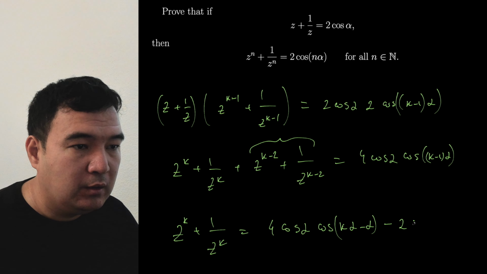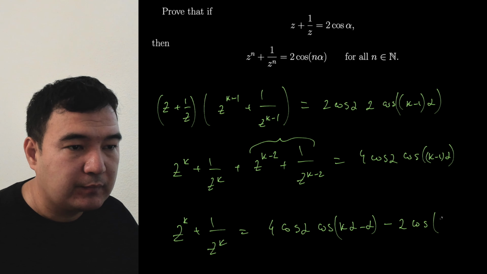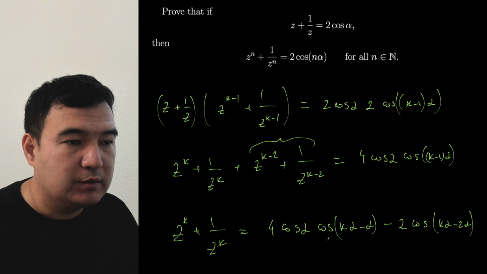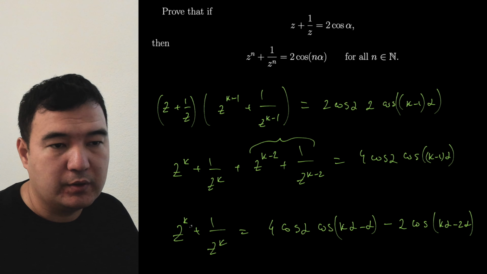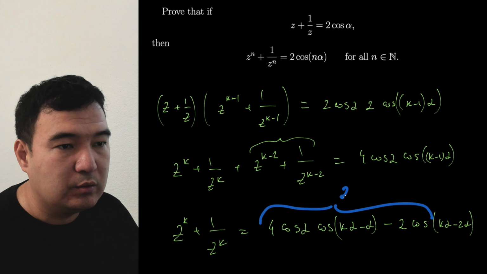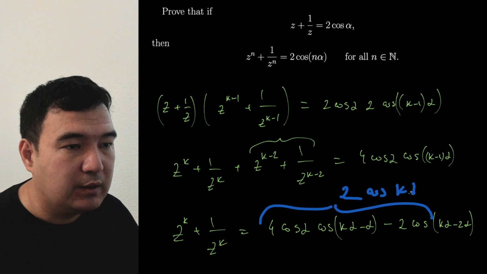Subtract 2 cosine (k minus 2) alpha. So that's the expression for z^k plus 1 over z^k. If you do some trigonometric identity work and simplify this, you can use the cosine x minus y formula, open the parentheses, do the simplification, and then this whole thing I expect to simplify to 2 cosine k alpha.